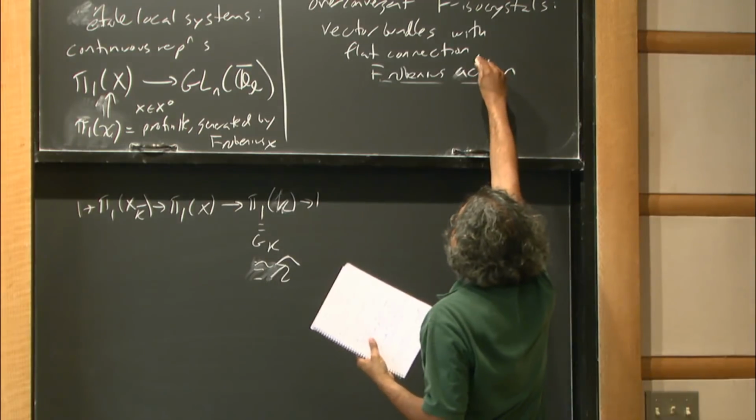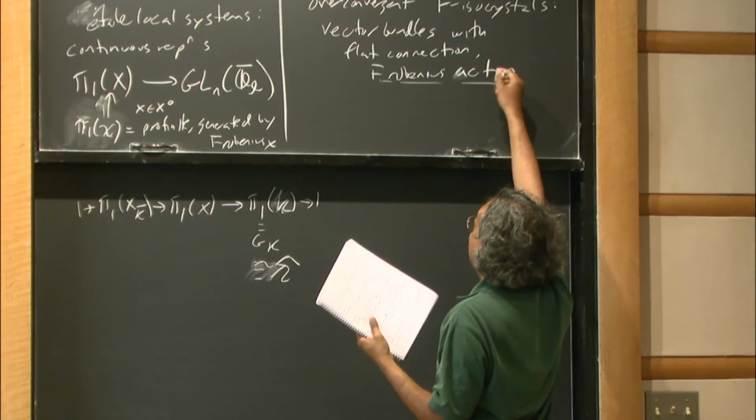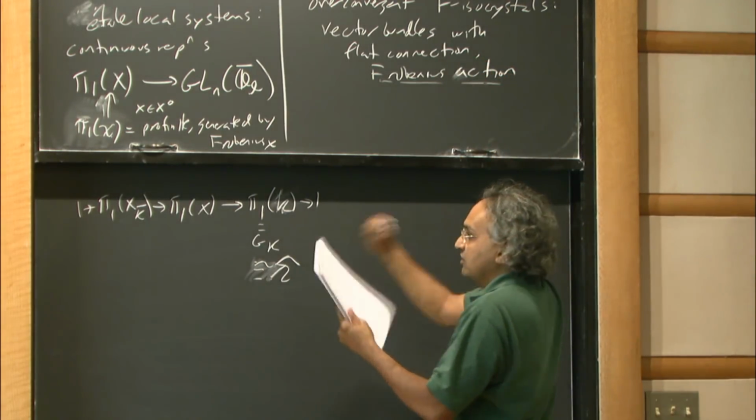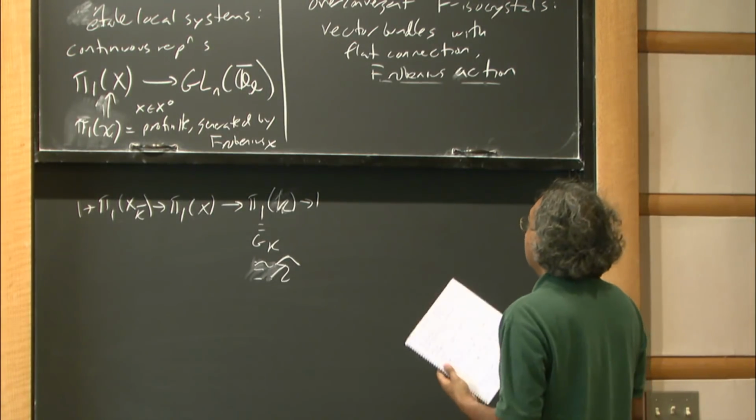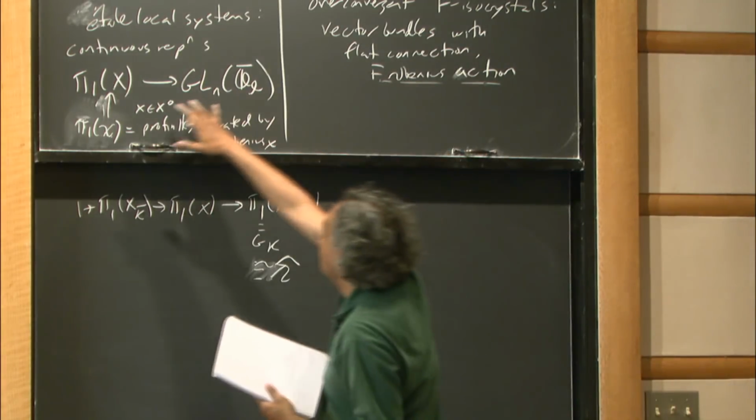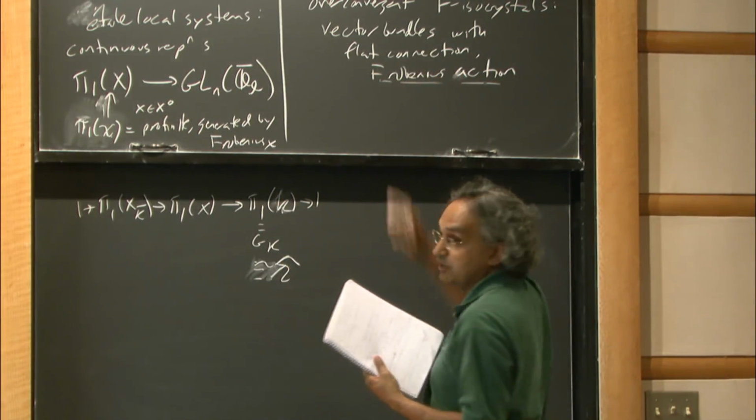So writing down vector bundles with flat connection is in some sense relatively easy. Adding a Frobenius action is quite restrictive. And this sort of explains the conjecture that I'm about to state, which says that both these objects and these objects are relatively scarce.